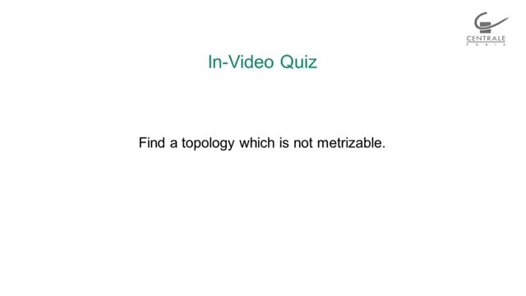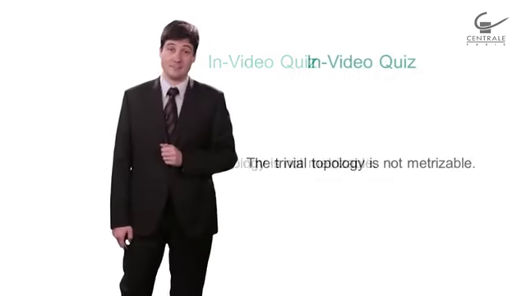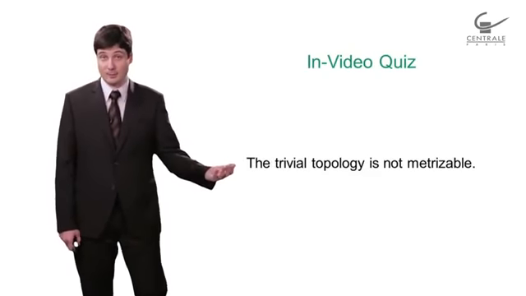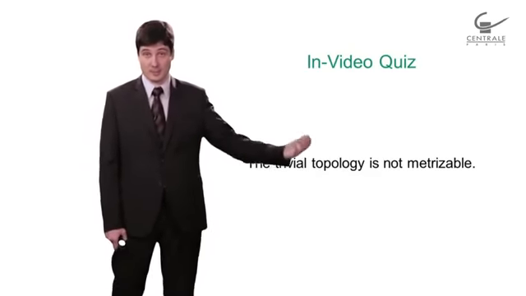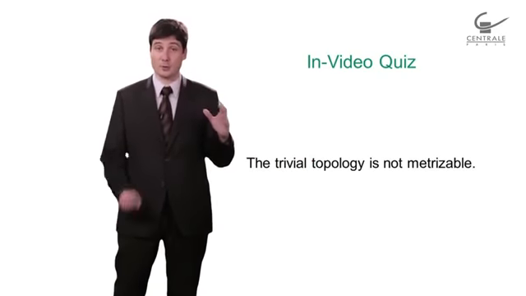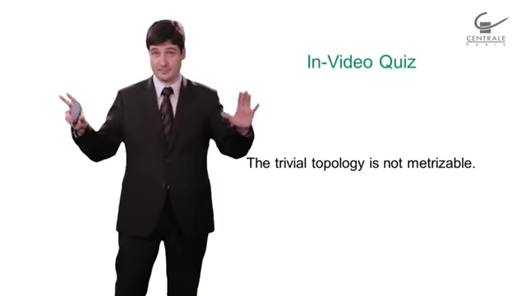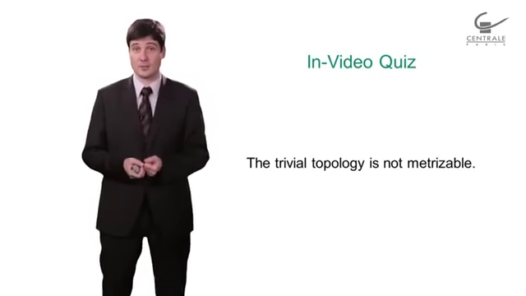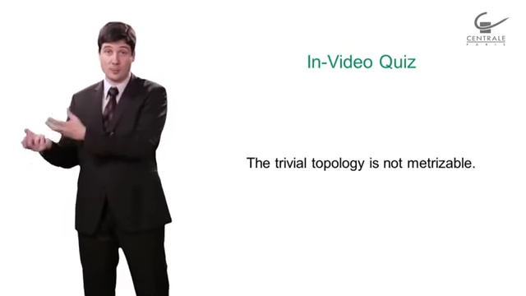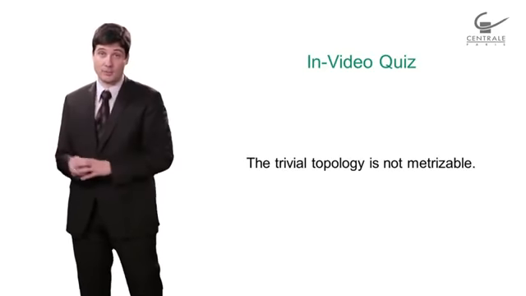I'm going to ask you to find a topology which is not metrizable. In other words, I'm asking you to find a topology that does not derive from a distance. All right, the trivial topology is an example of a topology which is not metrizable. And just as a reminder, the trivial topology is the topology with the empty set and the full set. You won't be able to find a distance function that will provide you the trivial topology.